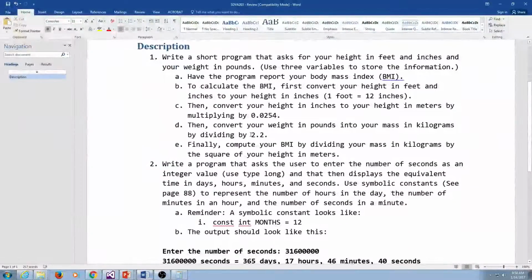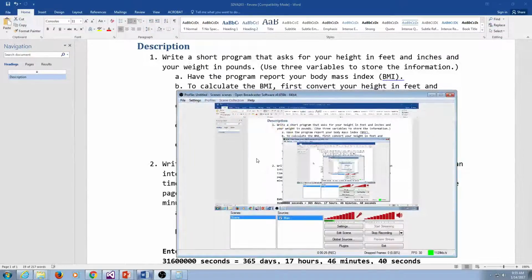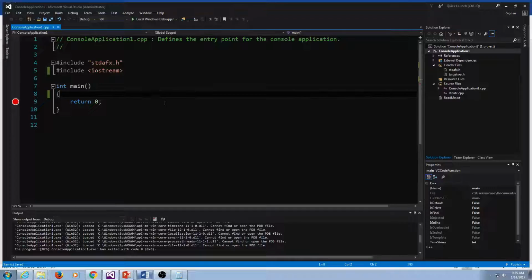So the lab was, first, take a program that asks for height in feet and inches and your weight, and then convert that into BMI, which is your weight in kilograms divided by the square of your height in meters. In order to get to this, you have to convert everything to meters and kilograms, which is not what it was before.